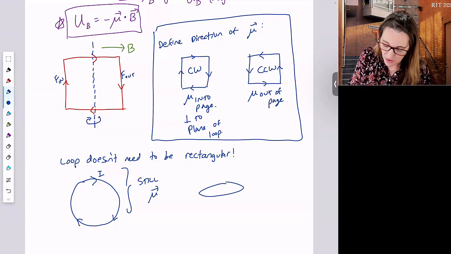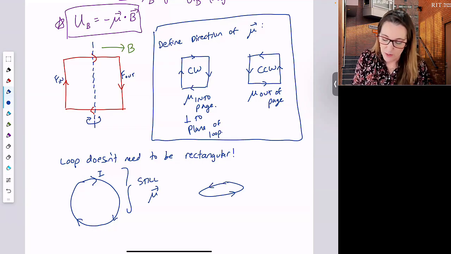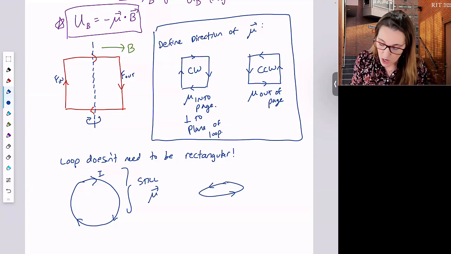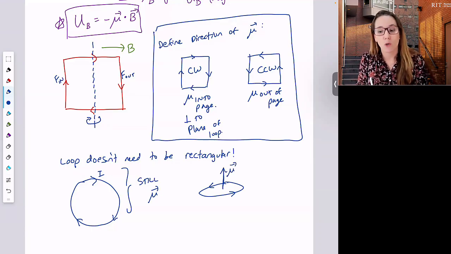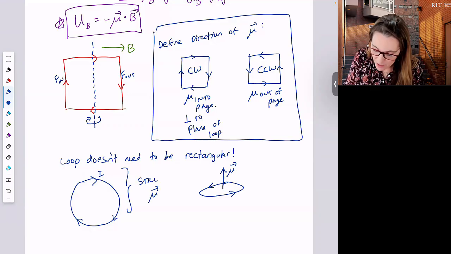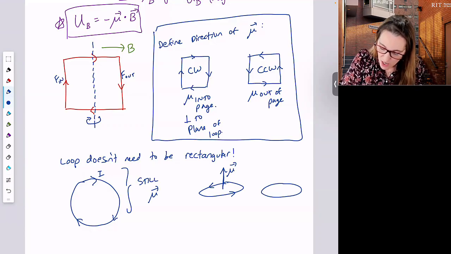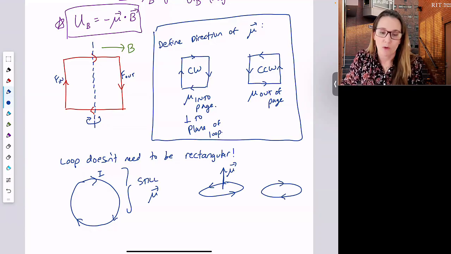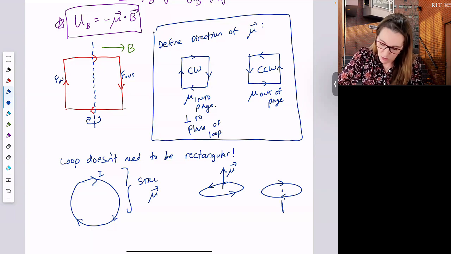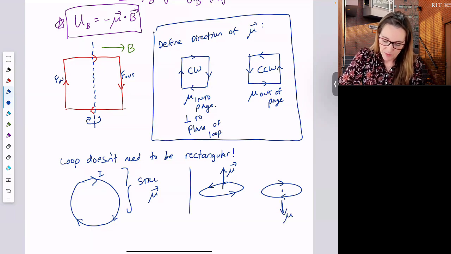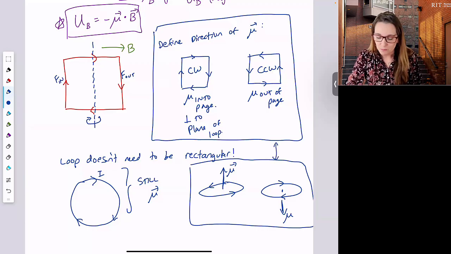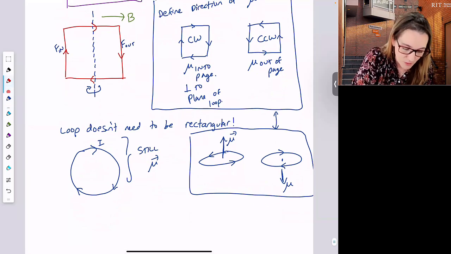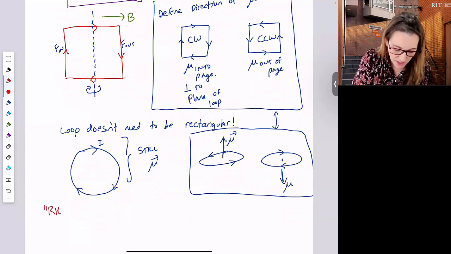And in the diagrams for this, if I have this as my mu, then mu is pointing upward for that particular orientation. And if I have the opposite orientation, then my mu is down. So the same rules apply for clockwise and counterclockwise. There is a nice little right-hand rule. It's a different right-hand rule. This is the right-hand rule for mu.